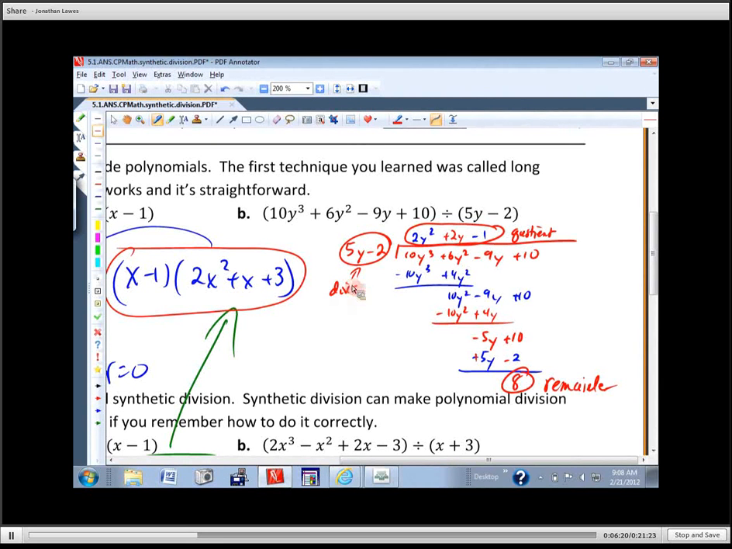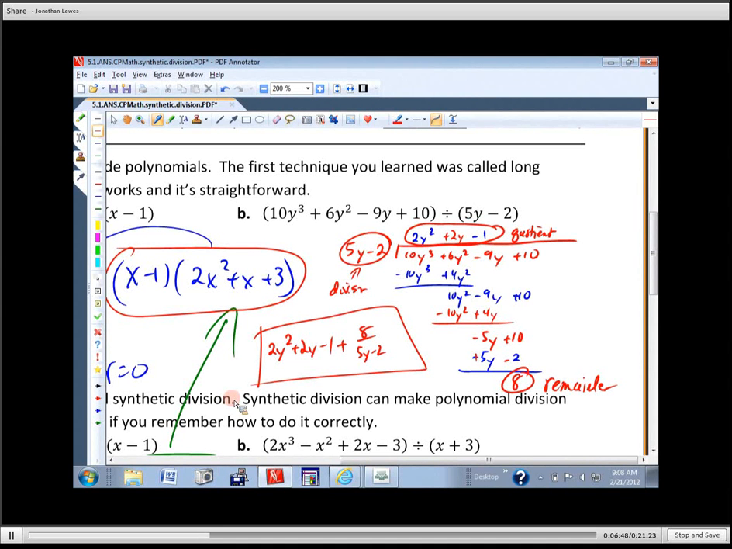Divisor. So the answer to this problem would be, we'd write down the quotient, so that's going to be 2y squared plus 2y minus 1, and then plus the remainder, which is 8, over the divisor, which is 5y minus 2. Okay, that's the way we'd write the answer. Okay, any questions there? Okay, that's long division.